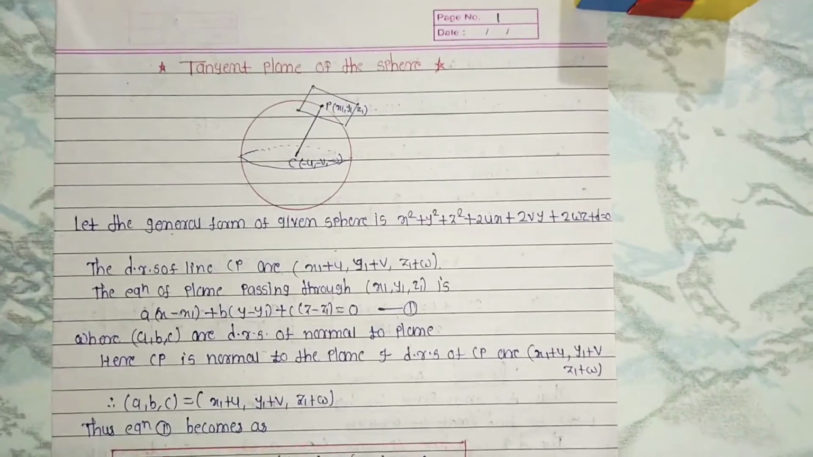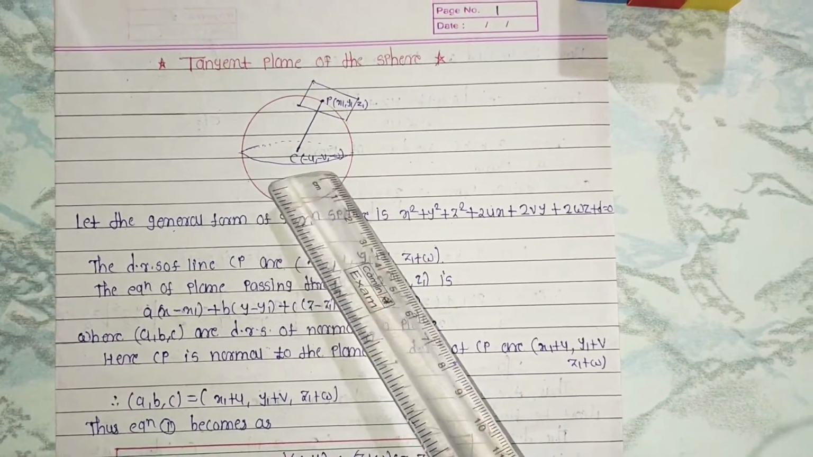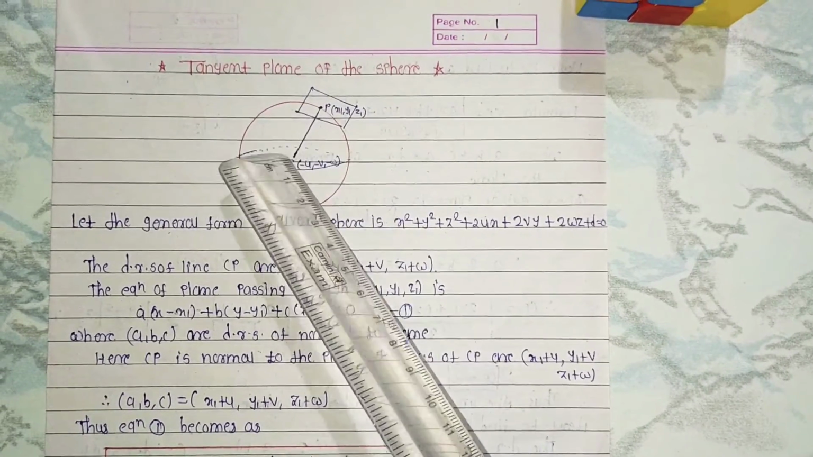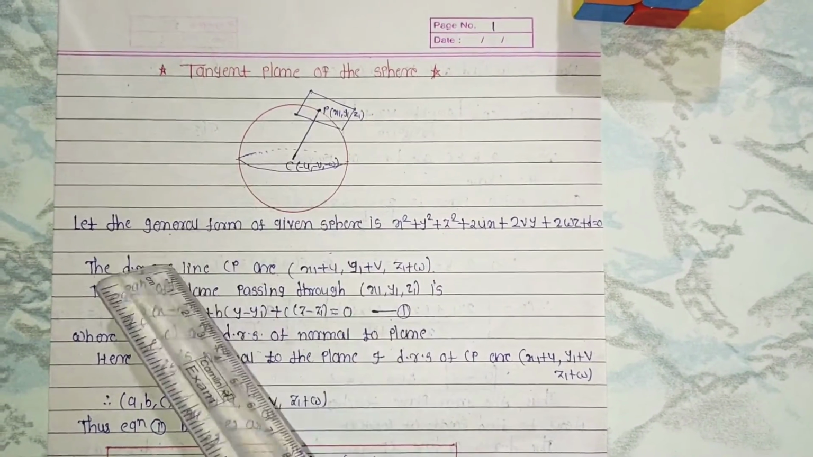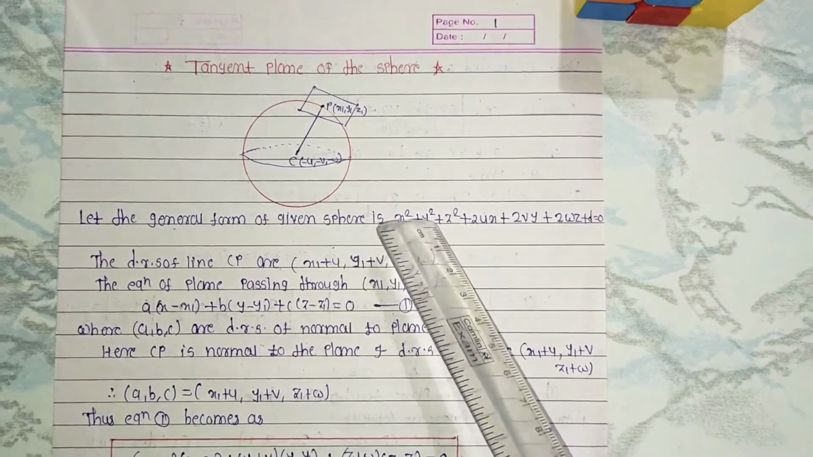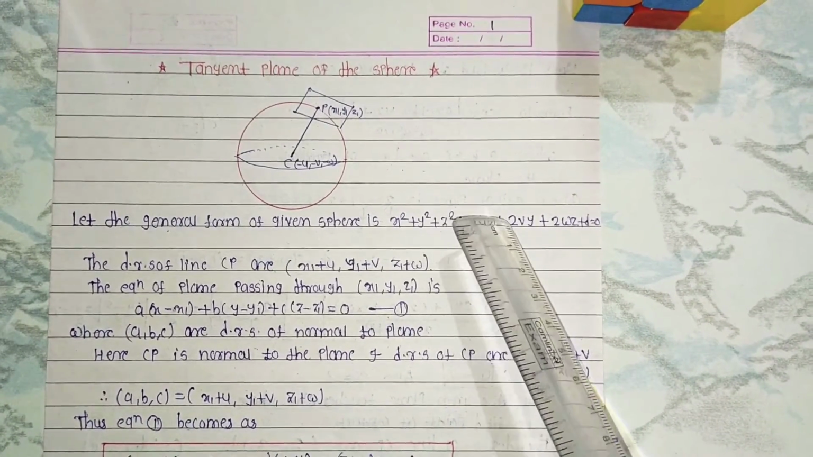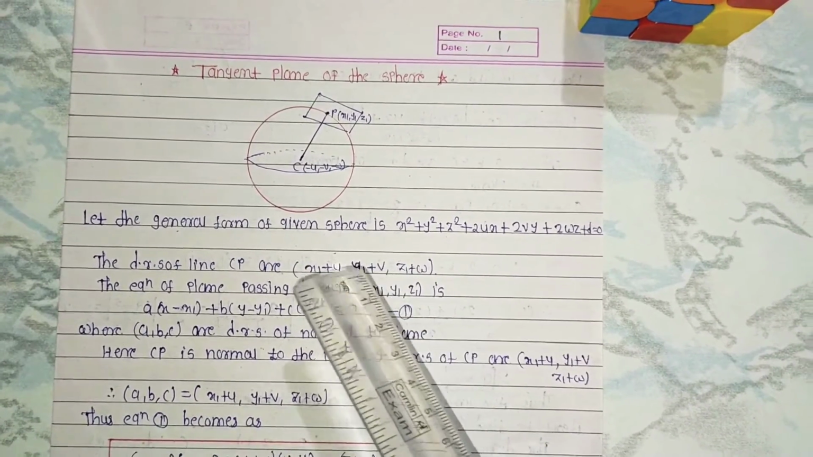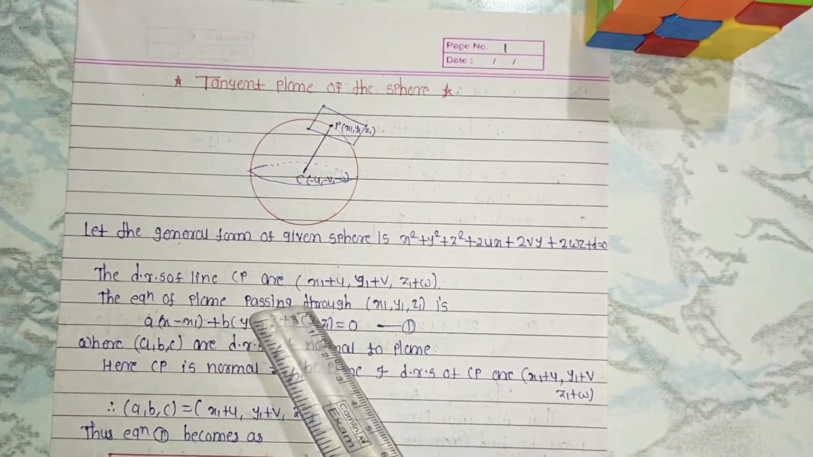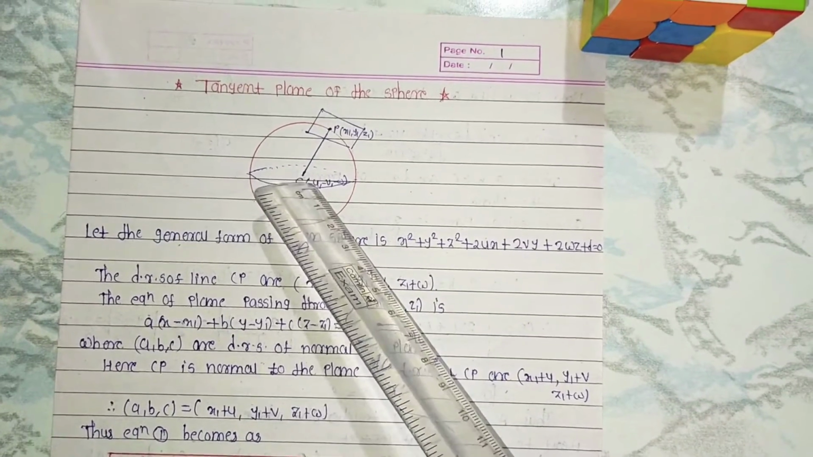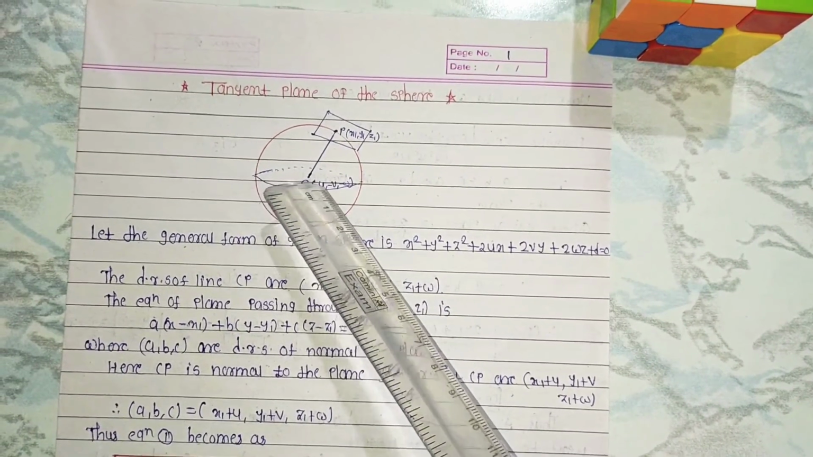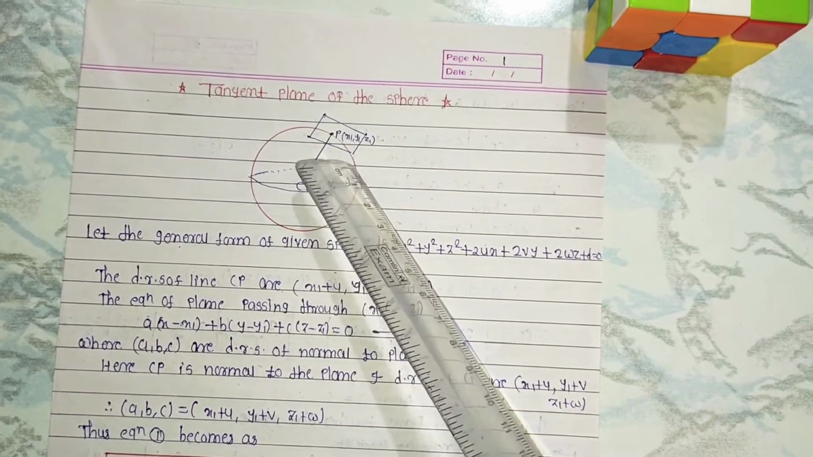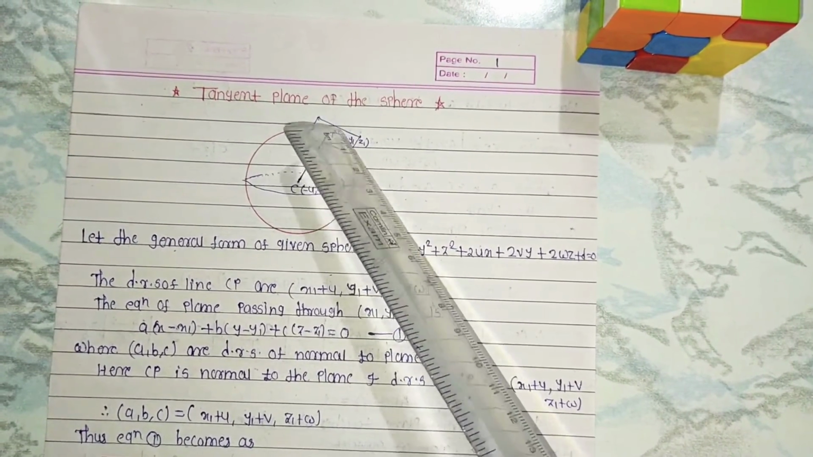Consider the sphere having center (-u, -v, -w), and point P is any point which lies on the sphere as well as on the plane. Now let the general form of the given sphere be x² + y² + z² + 2ux + 2vy + 2wz + d = 0. Now the DRs of line CP: one end point is the center of the sphere, that is (-u, -v, -w), and the other end point is P, that point P lies on the plane.